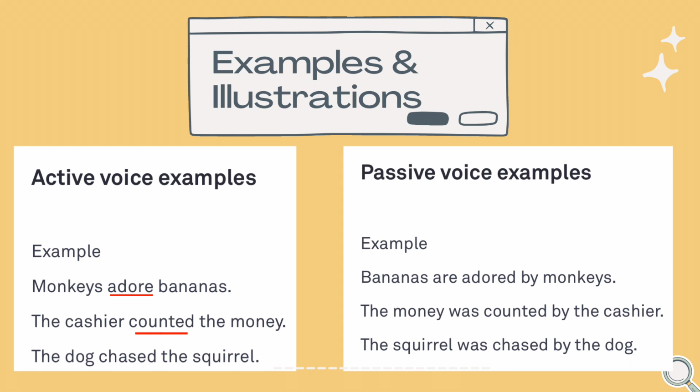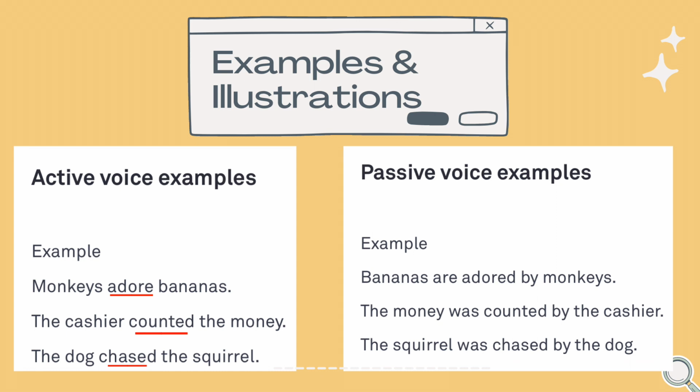Number 3. The dog chased the squirrel. Thus, from the active voice examples, we can see that the subject performed the action. For the active voice, the verb for number 1 is adore, number 2 is count, and number 3 is chase.